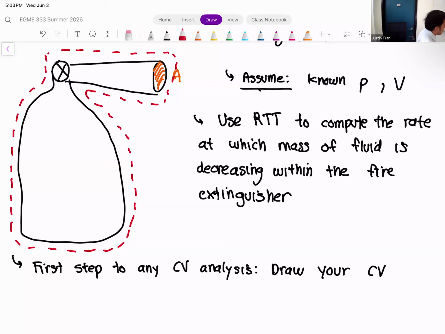Luckily, this is a fixed control volume. In other words, its shape and its size is not changing with time, so the fire extinguisher itself does not change with time as well. One thing you should always note whenever you draw your control volume is to make note of where all of the inlets and outlets are in your analysis. There are going to be situations where you're going to have multiple inlets and multiple outlets. Sometimes you're not going to have any inlet or you're not going to have any outlet.